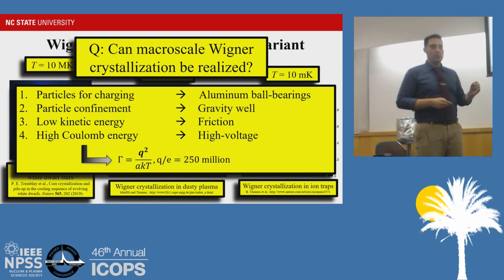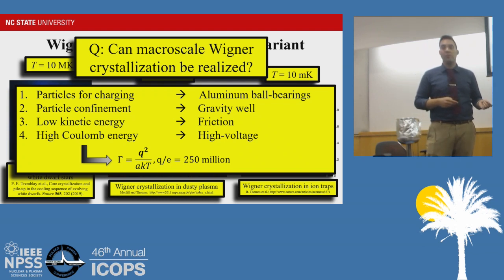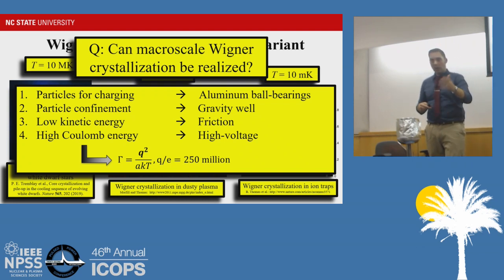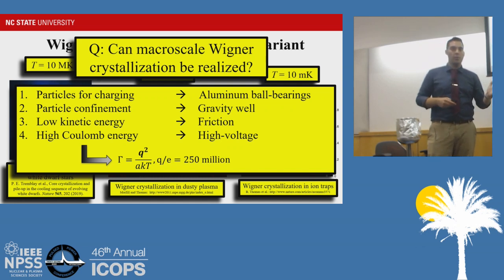So in a millimeter size aluminum ball bearing, you can get about 250 million elementary charges on it. So you can get a lot of charge on these things. And if you ever played around with pith balls or anything like that, you'll see that they push each other apart.